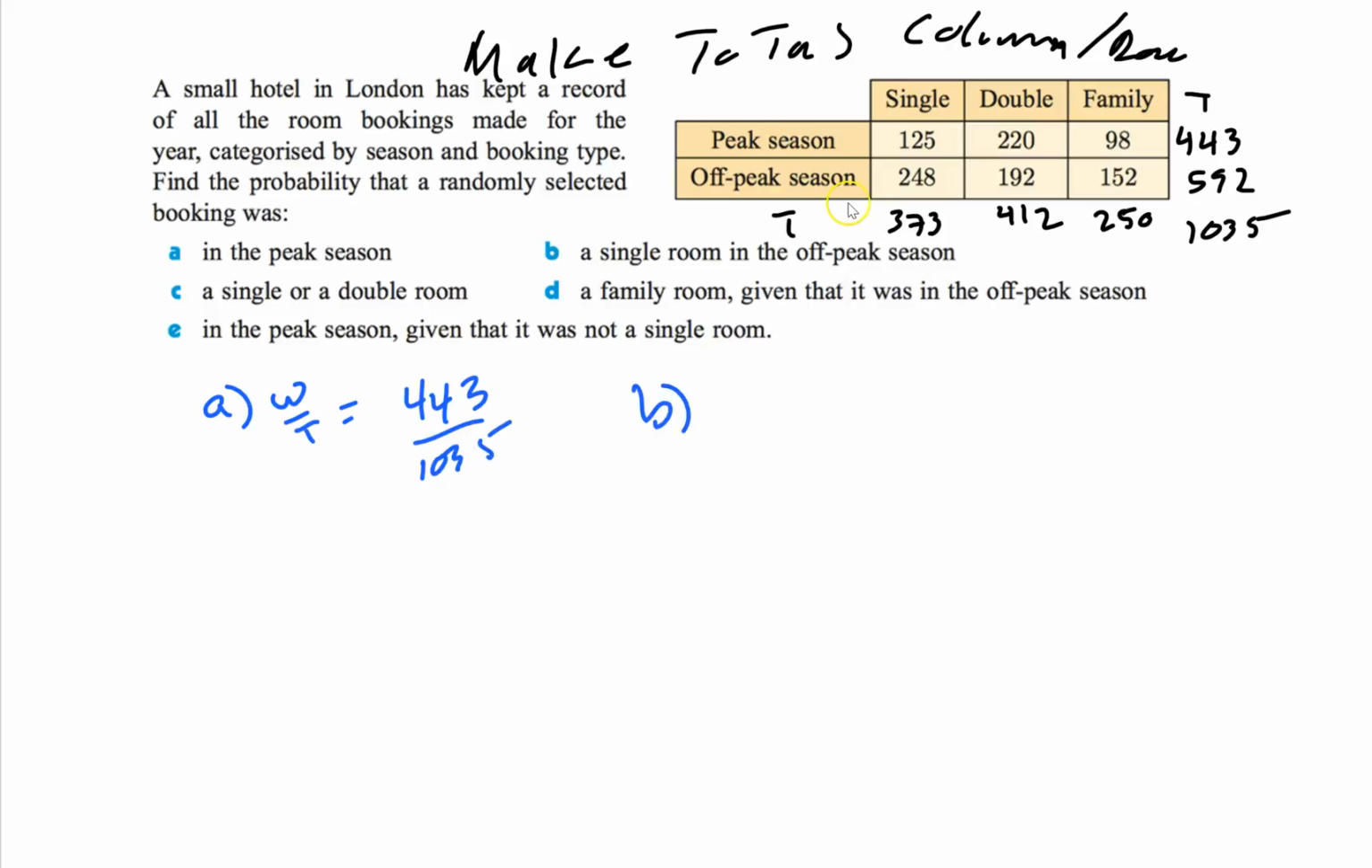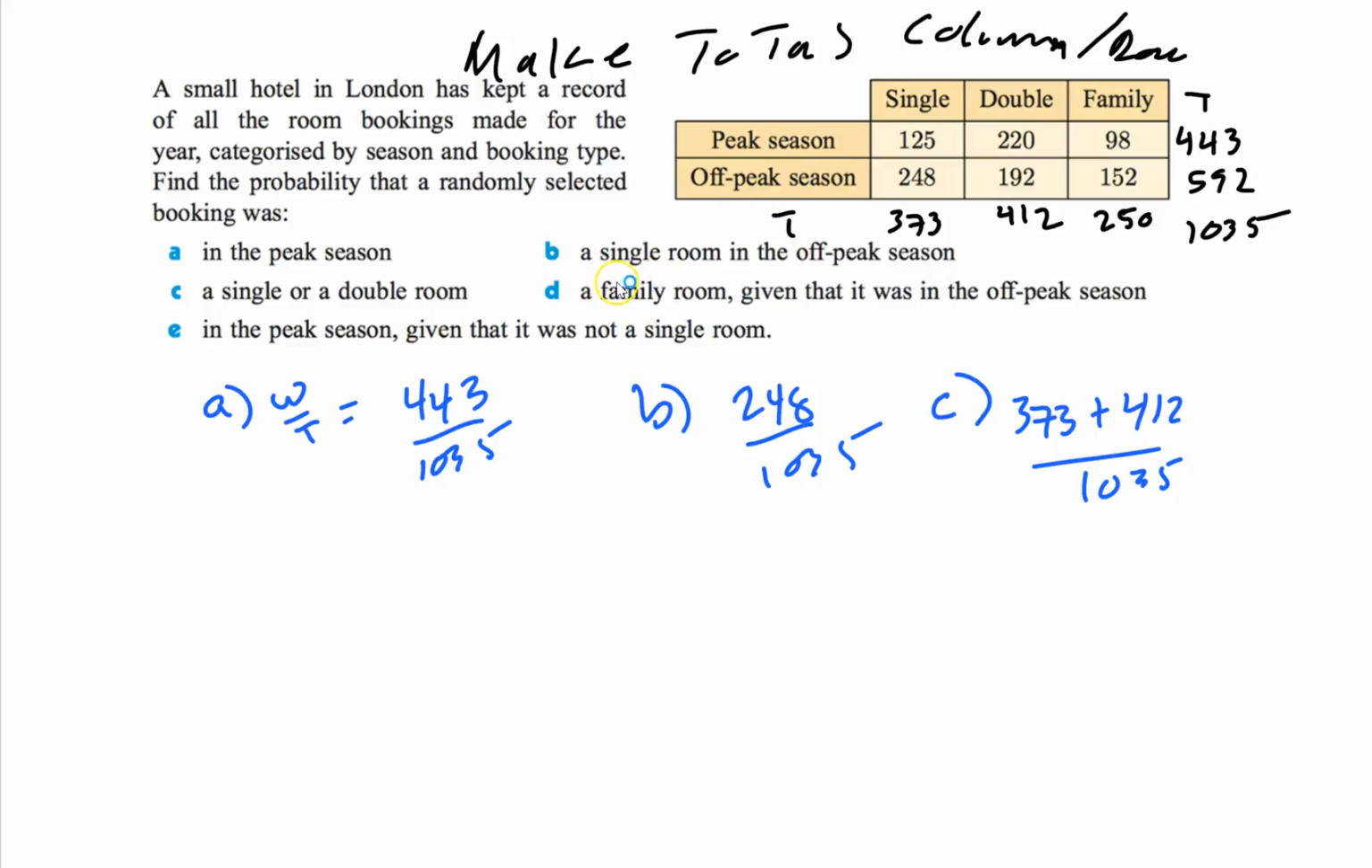Right, B, single room in off-peak season. So you want a single room and you want it not to be in peak season. So 248. So just go 248 over the total. Single or double room. So there were 373 single rooms, and you add that to the number of double rooms and divide that by 1035. Now let's get to the real ones, the given ones. So ones that are a little bit tougher.